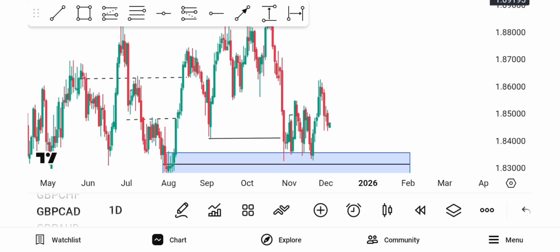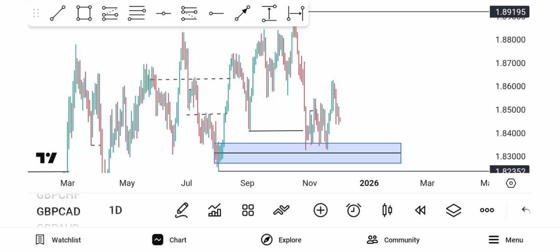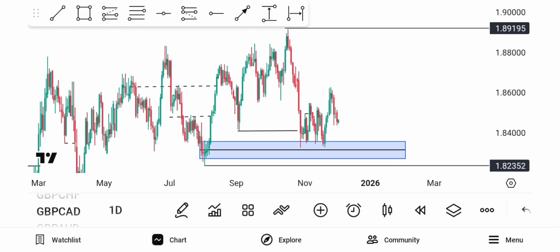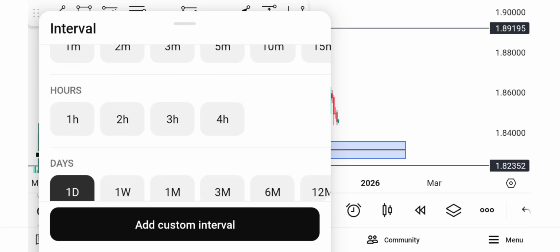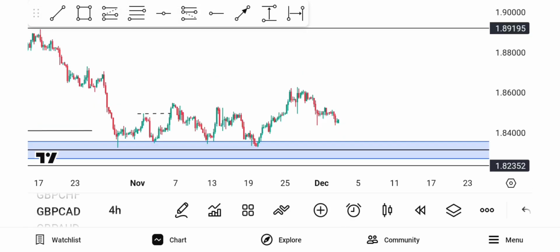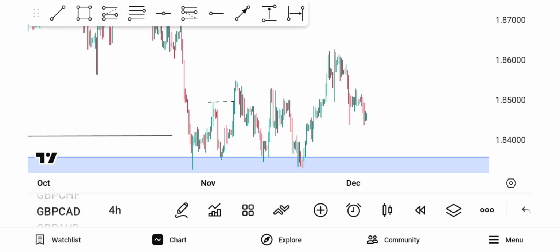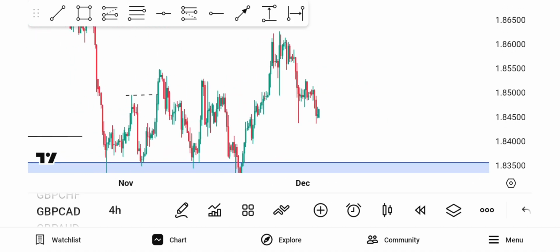Once you've done this, the next thing you're going to do is to scale down to the lower time frame. The 4-hour is actually not a lower time frame, but you go to the 4-hour time frame so you can clearly see what you're analyzing. Currently now I'm on the 4-hour time frame already.